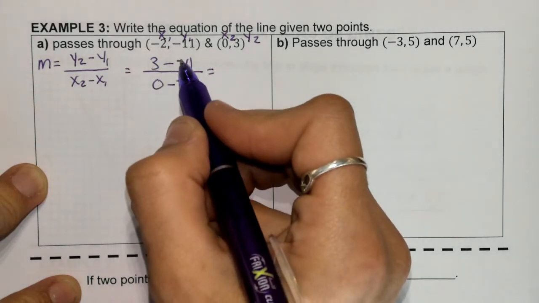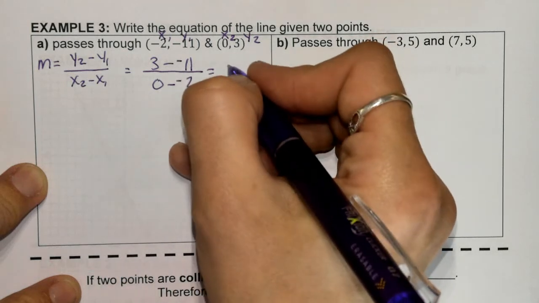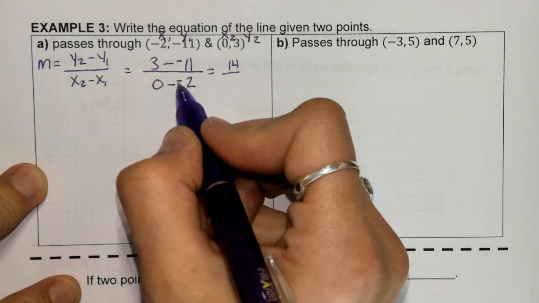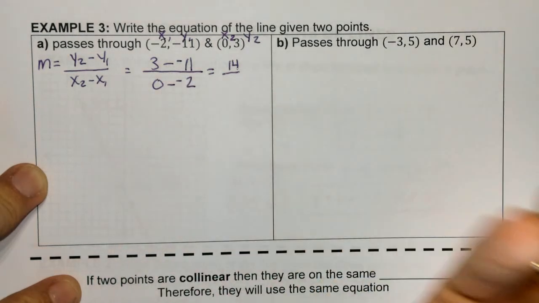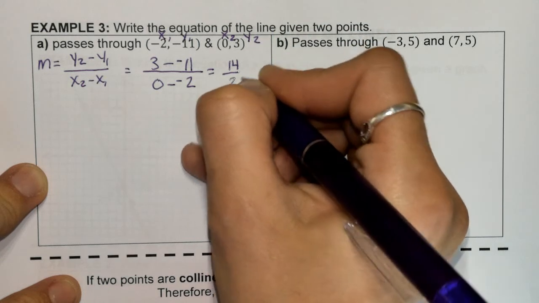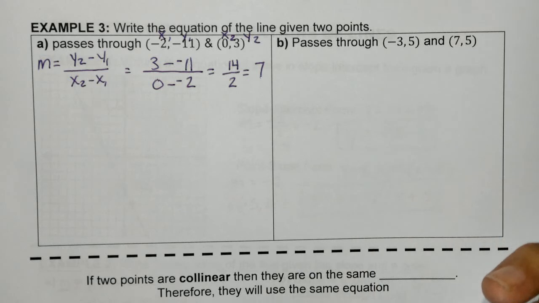3 minus a -11, remember that your minus and negative turns into a plus. We're going to end up with 14 over 0 minus a -2, just 0 plus 2, or put it in your calculator. We're going to wind up with 2, and this all rolls down to 7. So our slope in the end is going to be 7. So we know what m is.